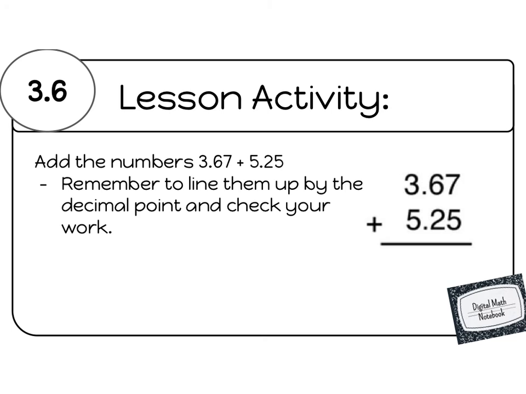All right, fifth graders, time for your lesson activity. We're going to add the numbers 3 and 67 hundredths plus 5 and 25 hundredths. They are lined up by their place, and we'll check our work. So if we add 5 plus 7, we get 12. 6 plus 2 is 8, plus 1 is 9. I'm going to go ahead and bring the decimal down. Your job is to finish this number and type your answer into your digital math notebook.